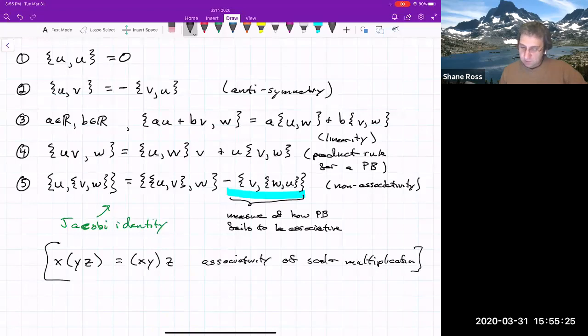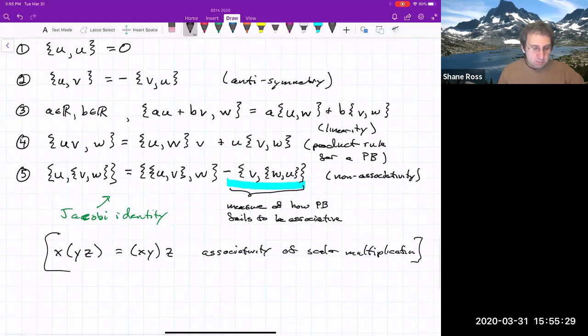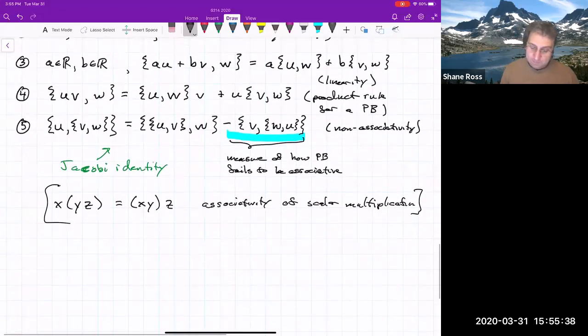All right, so have you seen a Lie algebra before? And the answer is yes. I saw one just the other day. No, this is, yeah, have you seen a Lie algebra before?